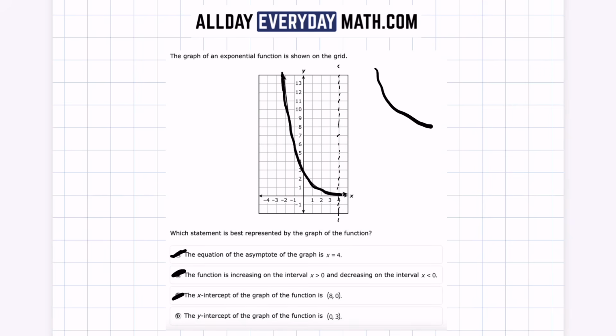And then letter D says the y-intercept of the graph of the function is (0, 3). And if we look, we do have a y-intercept at (0, 3). Our y-intercept is just positive 3. So that one is going to check out, and so we're going to go with letter D.